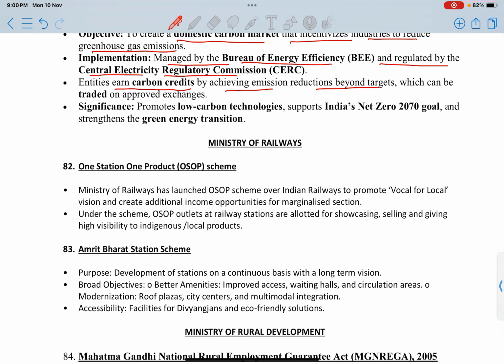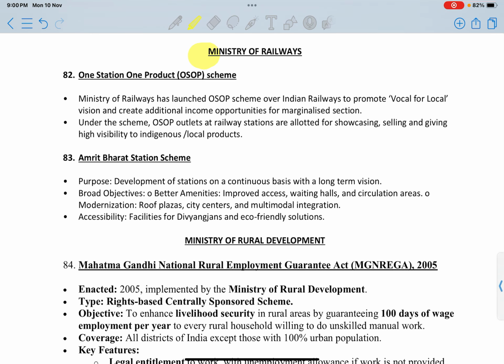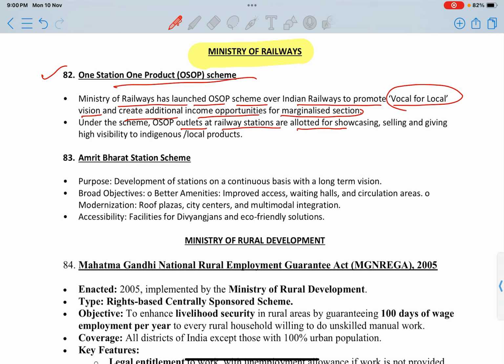Okay. Next, we are going to talk about Ministry of Railways. Okay, one station, one product. Ministry of Railways has launched one station, one product scheme under the Indian Railways to promote vocal for local vision and create additional income opportunities for marginalized sections. Under this scheme, one station, one product outlets at railway stations are allotted for showcasing, selling, and giving high visibility to indigenous local products. Okay.